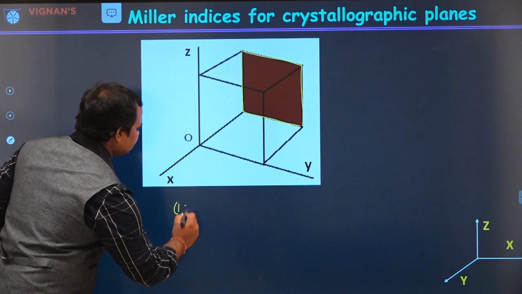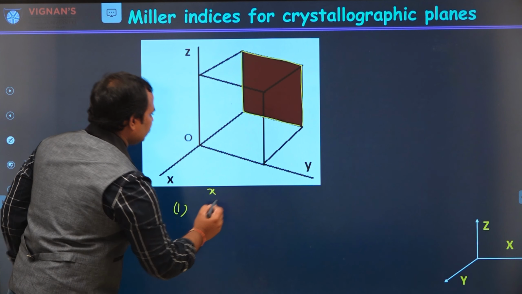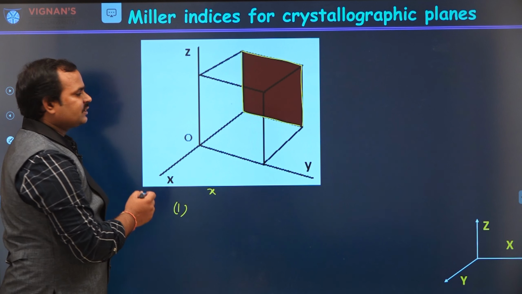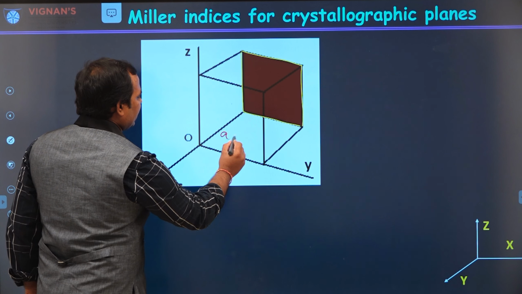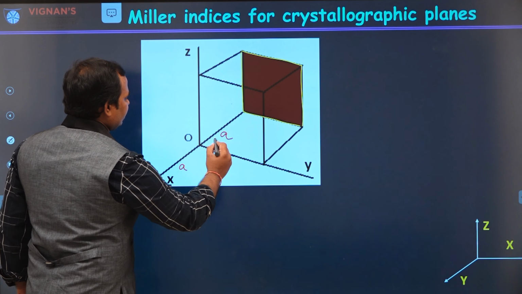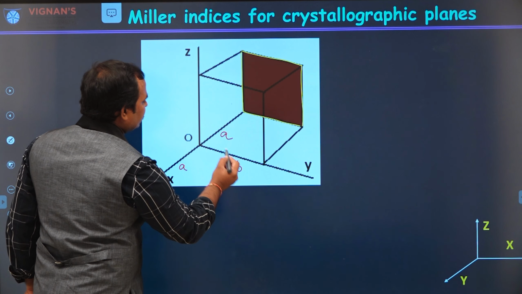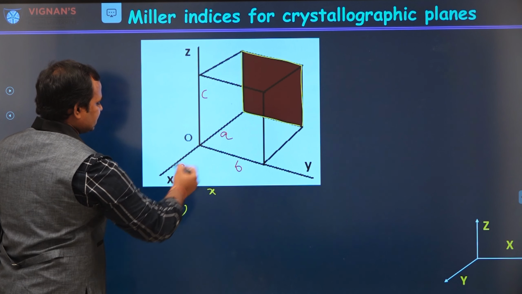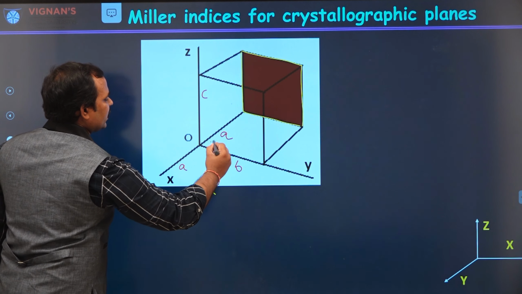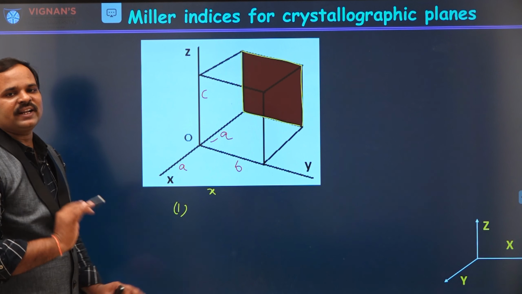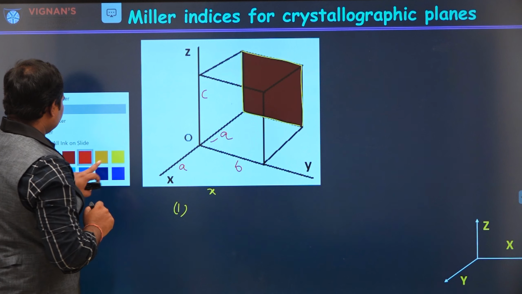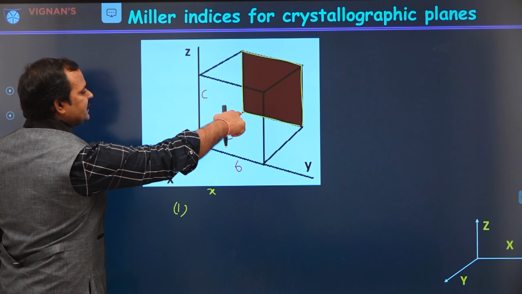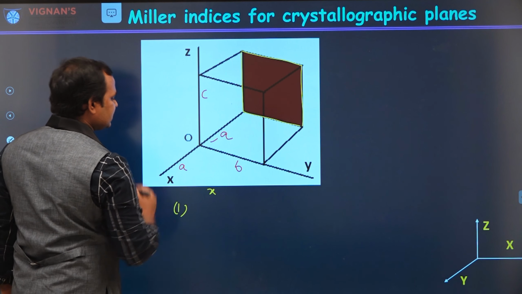First is on the x-axis. Let's also consider the lattice parameters of this unit cell. Along the x-axis it is A, the y-axis it is B, and the z-axis it is C. If this is positive, then this would be negative, so the lattice parameter along this axis is minus A. Now this is the plane of interest, so this plane is intercepting the x-axis at minus A.